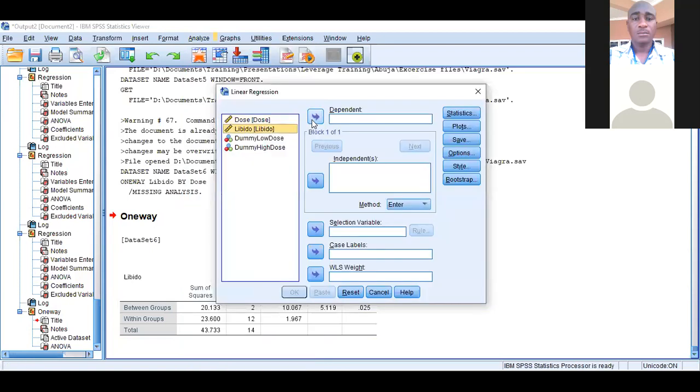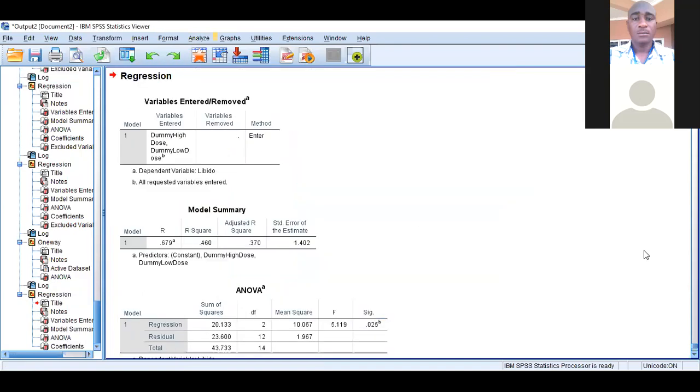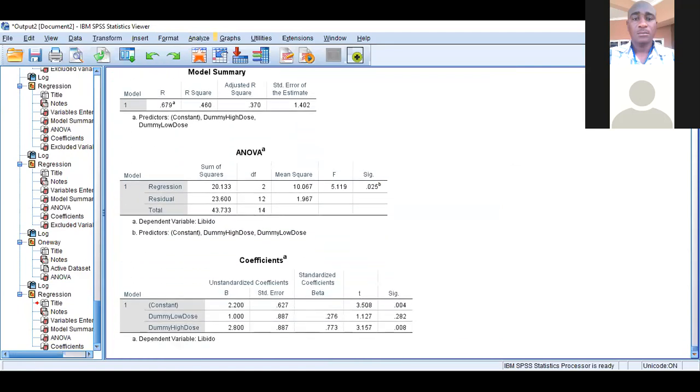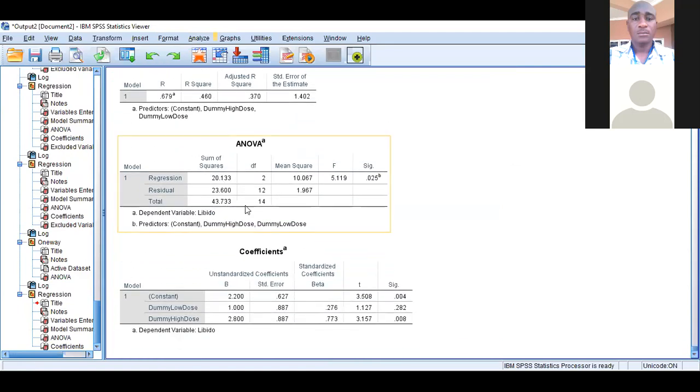So libido will be the dependent variable. Can you see this ANOVA table? Is it not the same thing you are seeing? Yes, the sum of squares. Exactly. The regression here is what the other one calls between group. Yes, it is the same value.